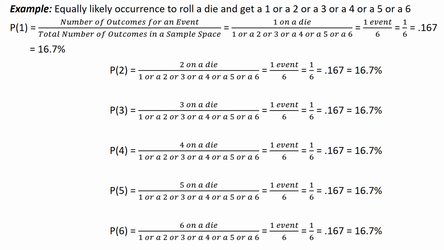In all, if you notice, with both the coin as well as the die here, if we add up all those possibilities, they add up to 100%. 16.7% plus 16.7% plus 16.7% plus 16.7% plus 16.7% plus 16.7% is 100%.